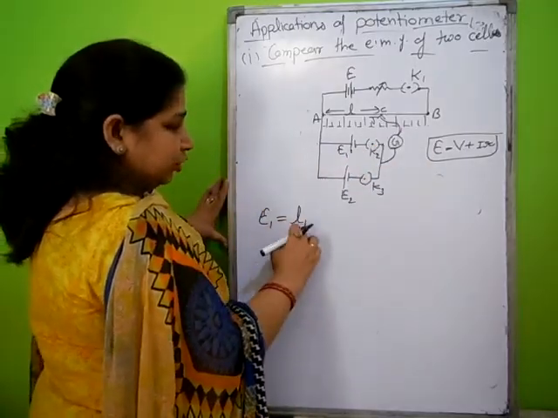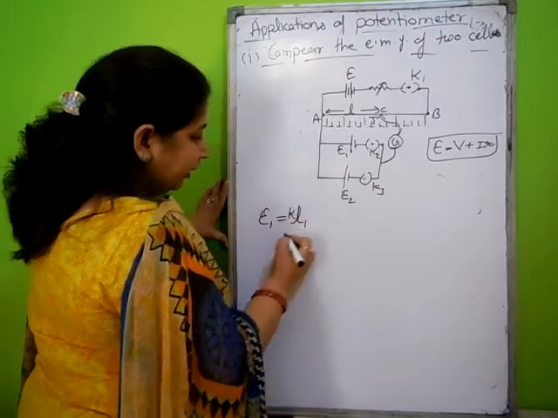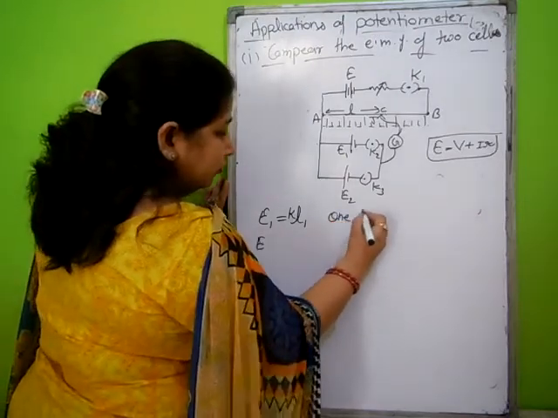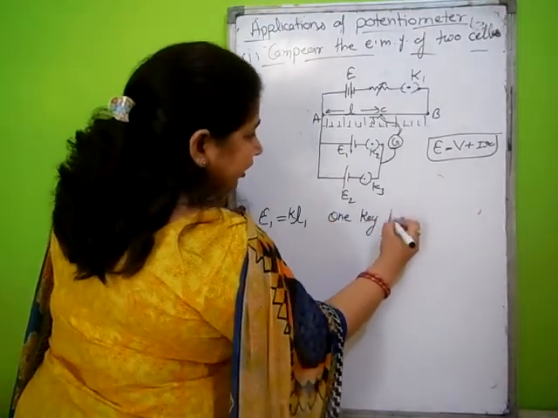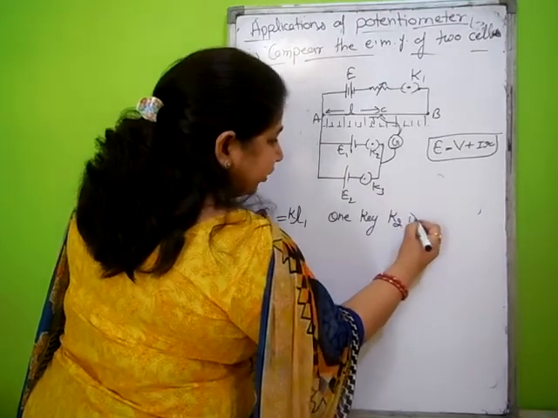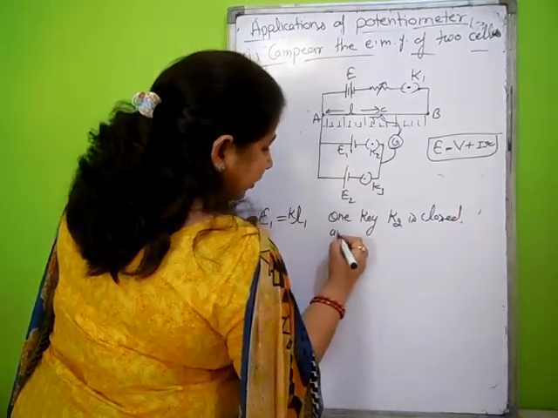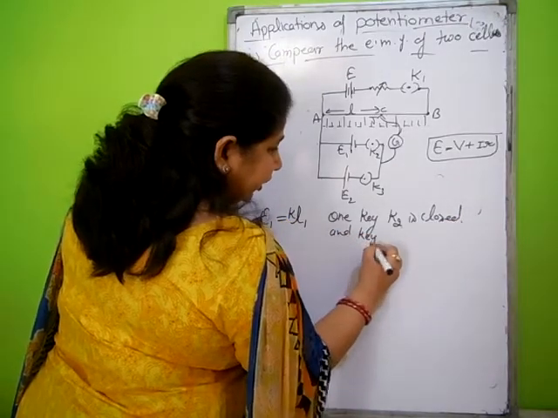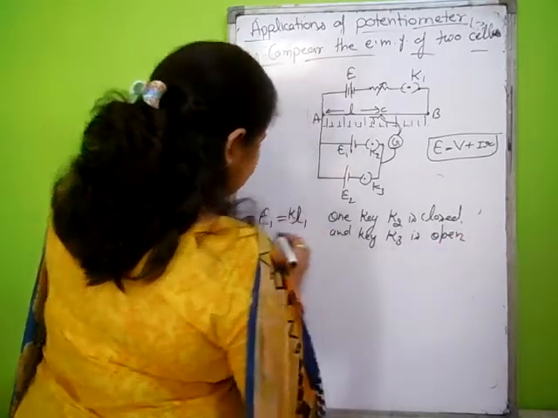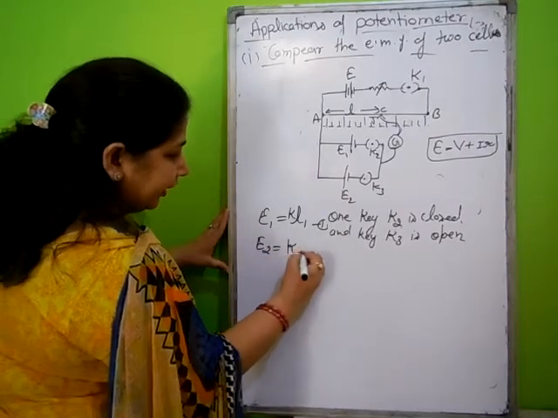It means E1 is equal to K L1, and for the other key, K2 is closed and key K3 is open. This is for this case. Now E2 is equal to K L2.